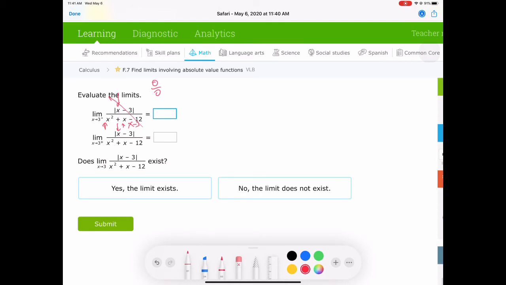So because it's 0 over 0, we know we're probably going to have to factor out an x minus 3 there. The bottom is 0, because 9 plus 3 is 12. 12 minus 12 is 0. So we have to write our two different versions. Okay, we'll write our piecewise function when x is less than 3 and when x is greater than 3.